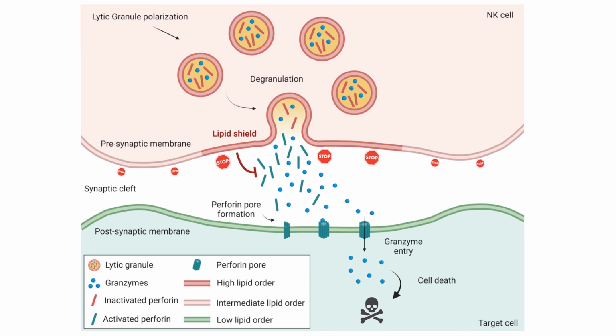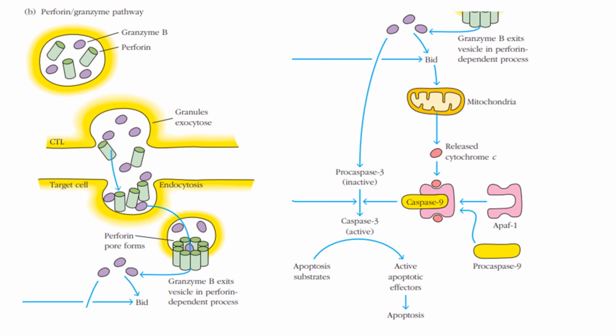This is also one of the pictures. Natural killer cells also kill the target cell by the granzyme and perforin pathway. Here: degranulation, the lipid shield, the cell membrane, the presynaptic membrane, the synaptic cleft, the postsynaptic membrane. Here is perforin pore formation, where the perforin forms the pore, then granzyme B entry and cell death. So this is the perforin and granzyme pathway.